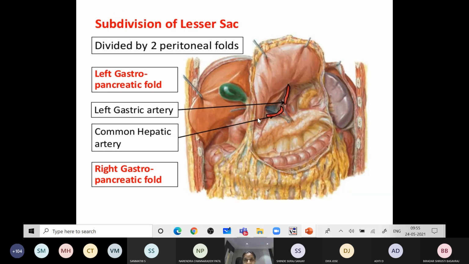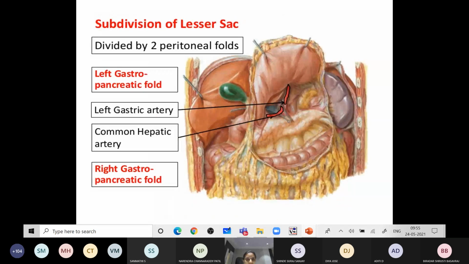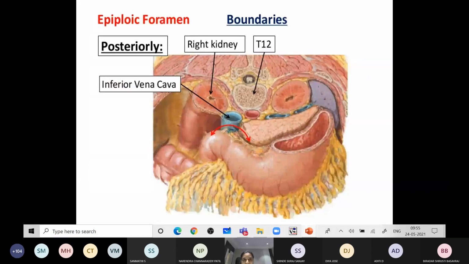This epiploic foramen is at the level of the T12 vertebra. So those are the boundaries. What is the epiploic foramen? What are the boundaries? And now we'll see what the subdivisions are. If the epiploic foramen is asked, you have to write that, and also the applied aspect. That I will explain later.